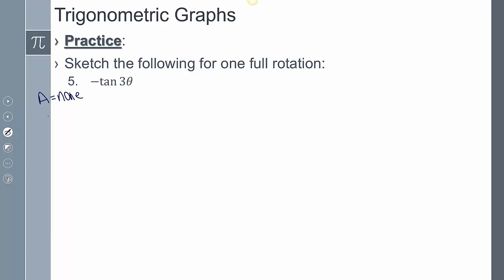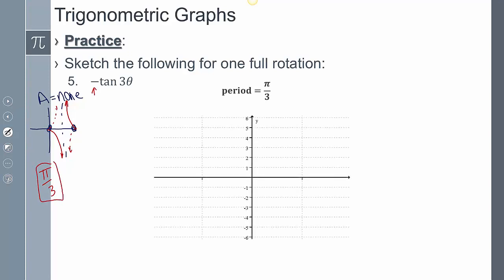Now, graphing an image of tangent, we said that DAD normally helps us. It's dot, asymptote, dot. Now, normally the graph does this. But because of that negative there, it's going to go down this way and it's going to go up that way. And then my period, we said it's now pi over b. And so my period is only going to be pi thirds.